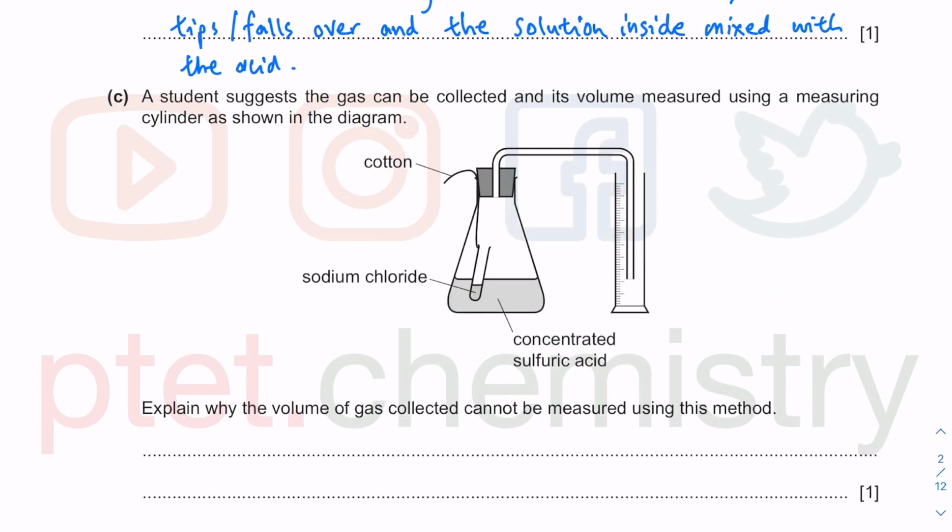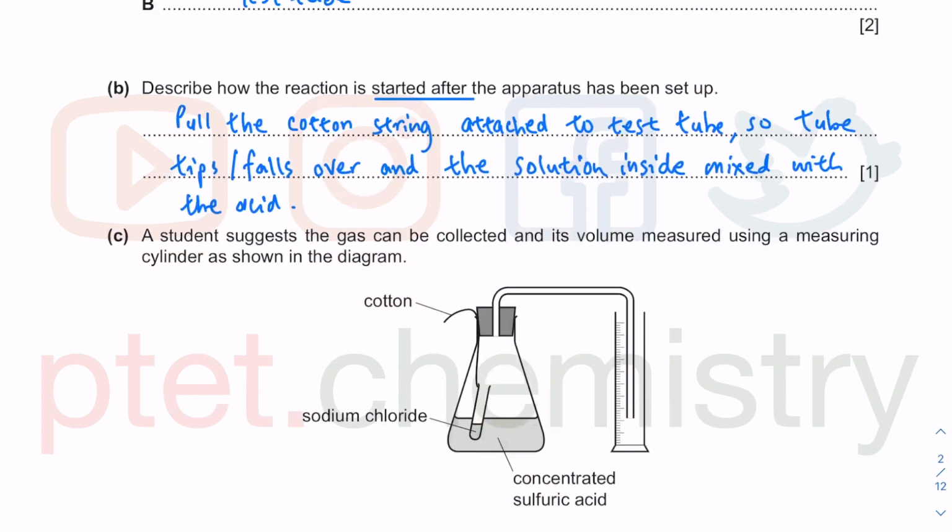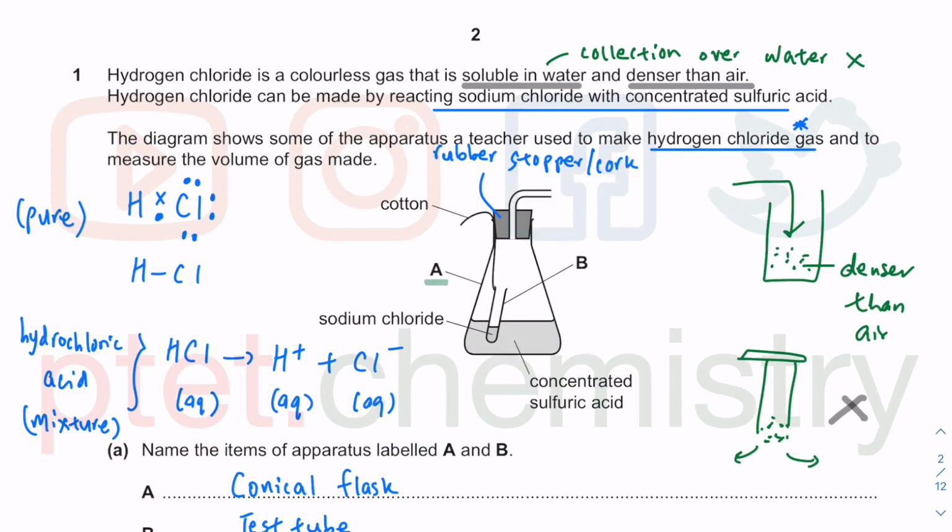In part C, a student suggests the gas can be collected and its volume measured using this setup. As mentioned earlier, we were told that this gas, hydrogen chloride, is actually denser than air.